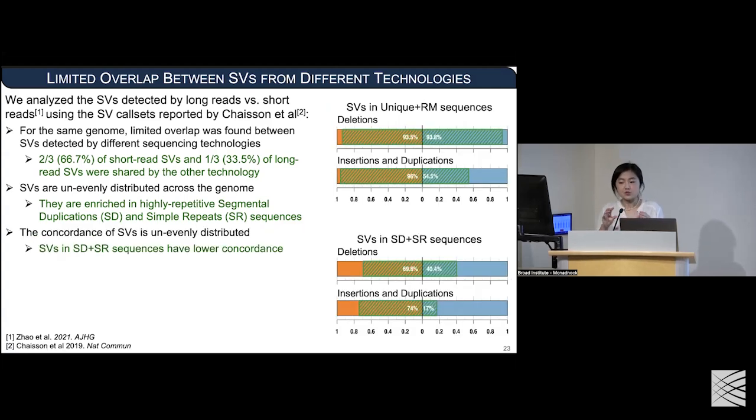So after we split the variants by the genomic context, we could see that in the relatively clean genomic regions, deletions share very good overlap with the long read calls. But when it comes to the repetitive regions, that's where the long read really shows superior sensitivity. Meanwhile, we're a little bit limited in the discovery of insertions and duplications.